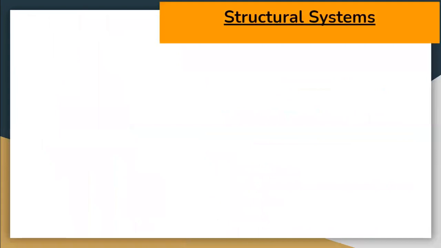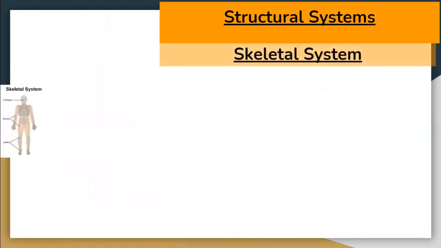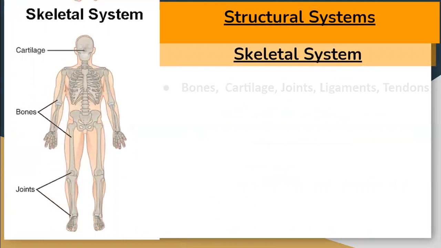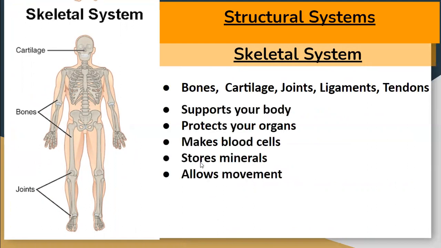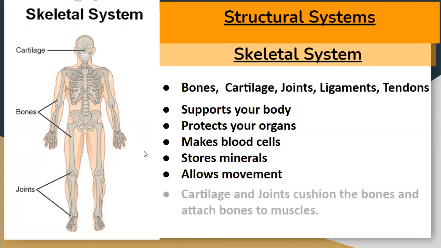Now you have structural systems. One of those is the skeletal system. So that's your bones, right? It's also your cartilage, your joints, your ligaments, your tendons. The skeletal system supports your body. It protects your organs. For example, this rib cage here will protect your lungs and your heart. It makes blood cells. It stores minerals. The bones are where all the minerals are, and it allows movement. Without the bones, you wouldn't be able to move around. And the cartilage and joints cushion the bones and attach the bones to the muscles.